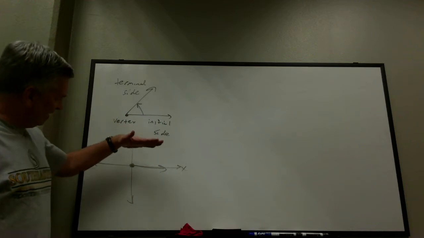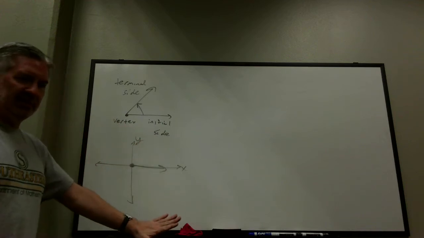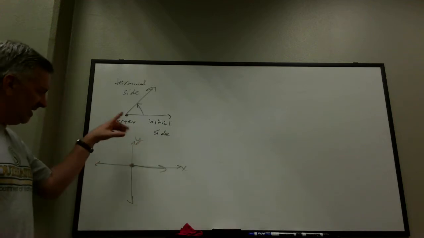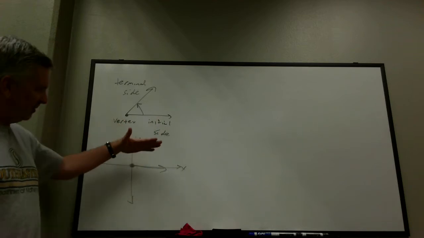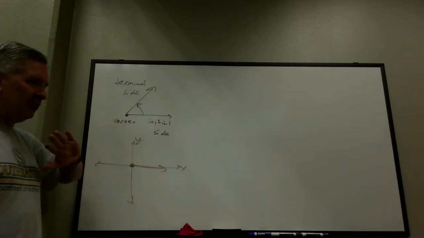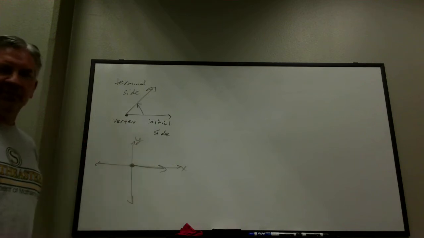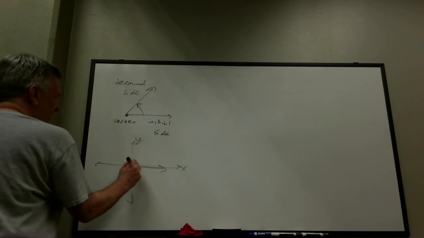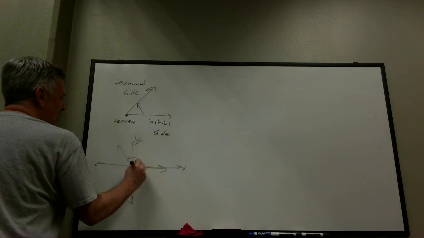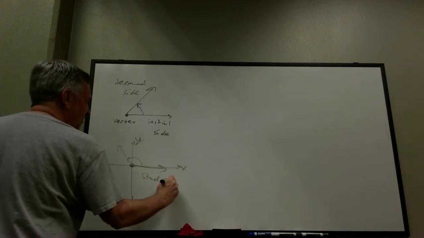Okay? So if the initial side is here, you're in standard position. Notice the definition says nothing about where the terminal side is. So as long as your initial side is here, you've got standard position. It doesn't matter where the terminal side is. Okay? So for example, if I drew an angle like this, it would be in standard position.